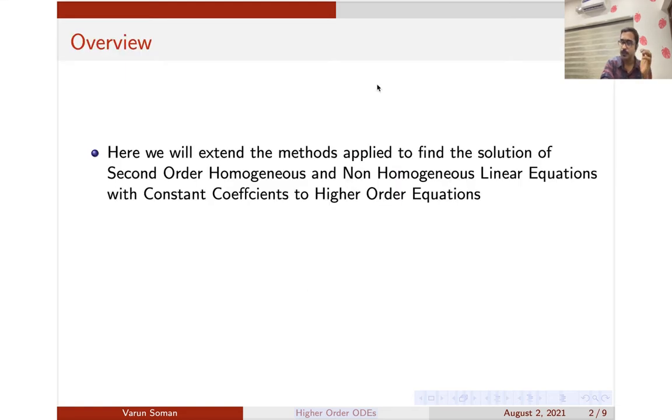Already we know how to find the general solution of second order homogeneous and non-homogeneous linear equations with constant coefficients. Now we will be discussing higher order homogeneous and non-homogeneous linear equations with constant coefficients. I'll only consider non-homogeneous equations here, because the solution of the homogeneous equation is already contained in the solution of the non-homogeneous linear equation.